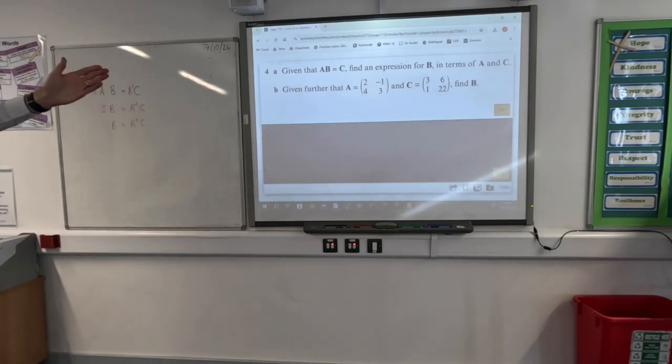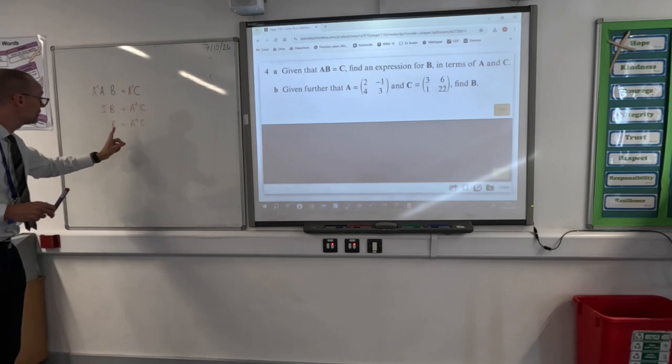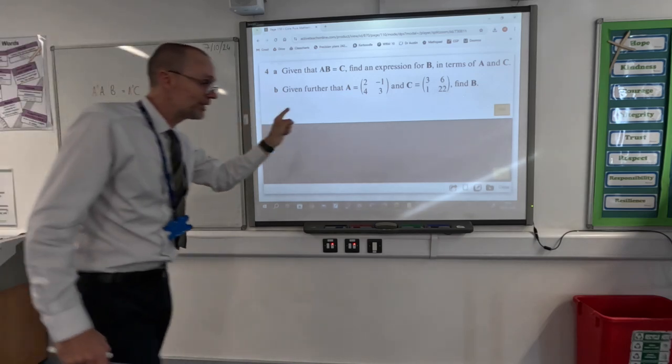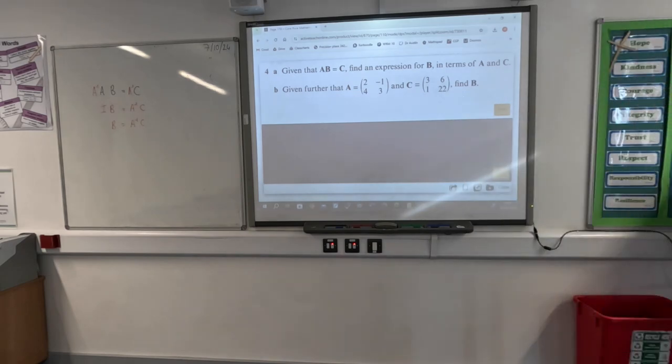So what we can now do is find B because we're given A and C. So go on, just see if you can find the inverse of A using the process we've just been through and multiply it by C.